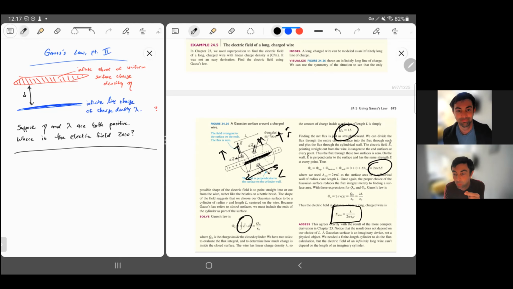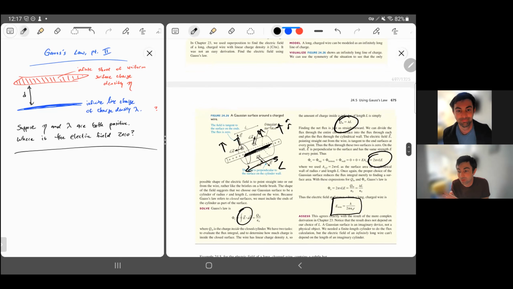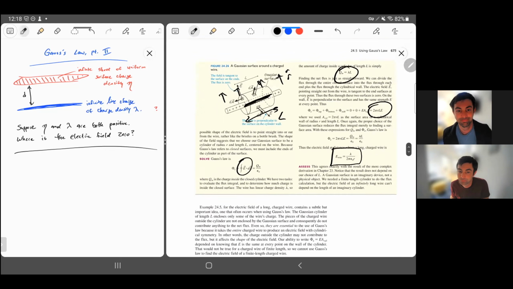So the electric field is proportional to 1 over r. If you double the distance away from the line charge, you halve the electric field strength, which we saw before in the last chapter, but now we've proven this much more easily. And this shows the strength of Gauss's law as well. This is a lot easier than actually doing an integral from negative infinity to infinity.